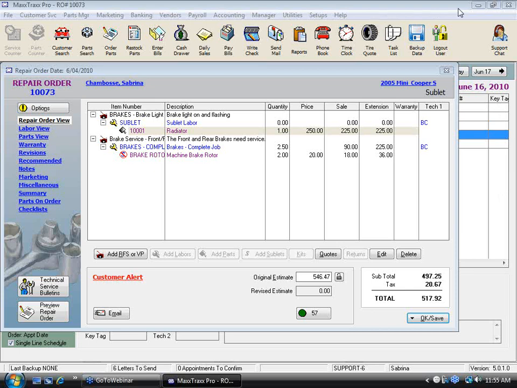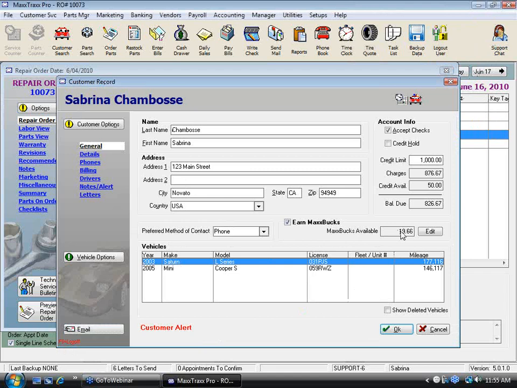Brilliant question. Really appreciate that. Keep in mind that the actual MaxxBucks for this customer, right now I show $19.66 in MaxxBucks. This number is not tracked or considered financially anywhere in the system. Because it happens to be a dollar amount, it could be a point system, it could be whatever you want. It is not financially considered anywhere.